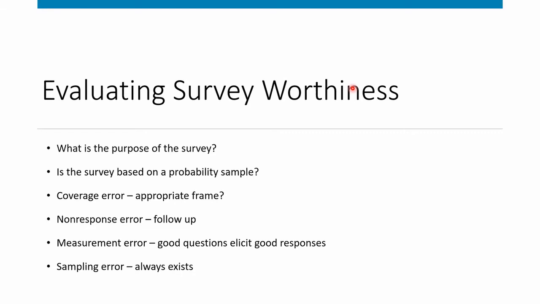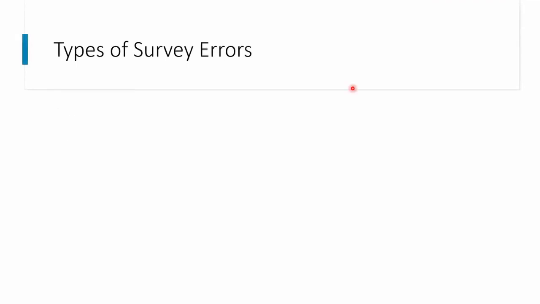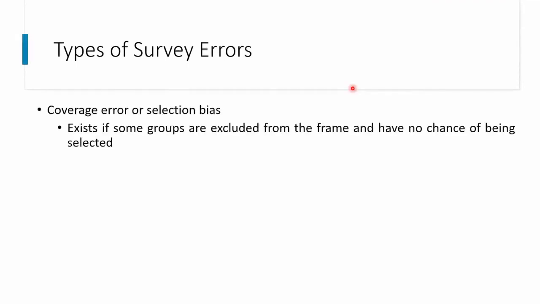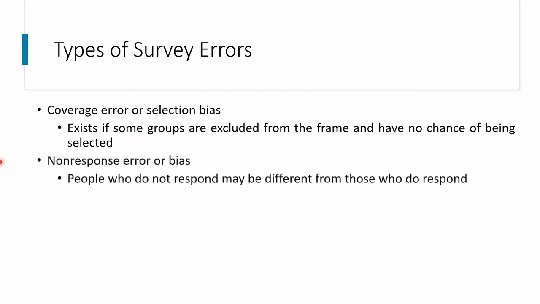So when you're considering these types of survey errors, that is very important. Coverage error or selection error exists if some groups are excluded from the frame and have no chance of being selected. So for example, if you consider a non-probability sampling method, say convenience sampling, you're considering people at your convenience. So you're definitely going to exclude certain groups from the frame, so there's a coverage error included in that. In the case of non-response error, people who do not respond may be different from those who do respond. Some people might not respond to your survey questions and there might be a reason for it. So you need to make sure that you follow up on this. You need to call them, contact them, and ask them to respond.